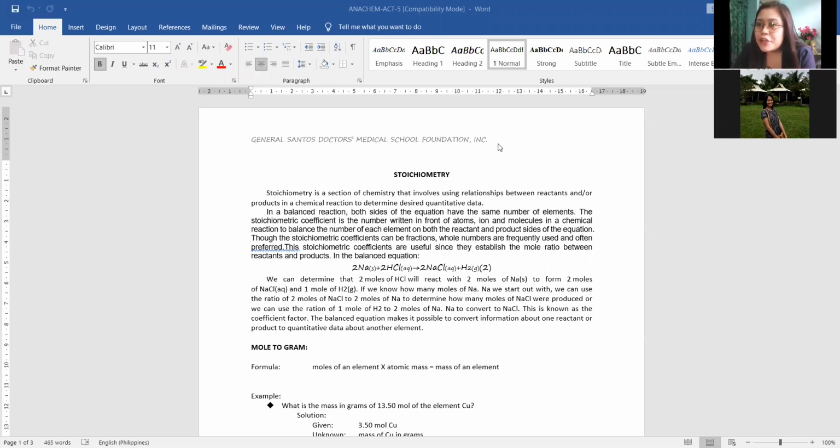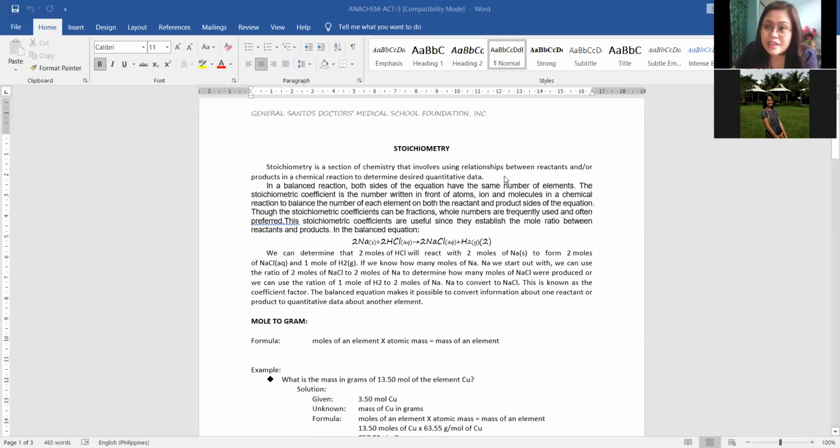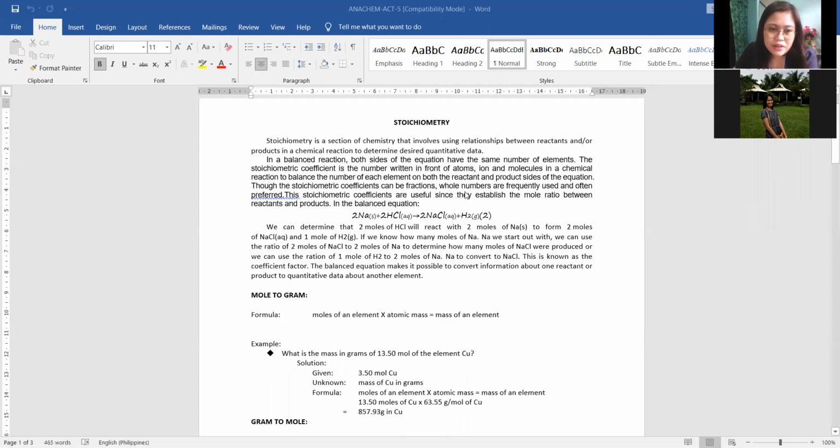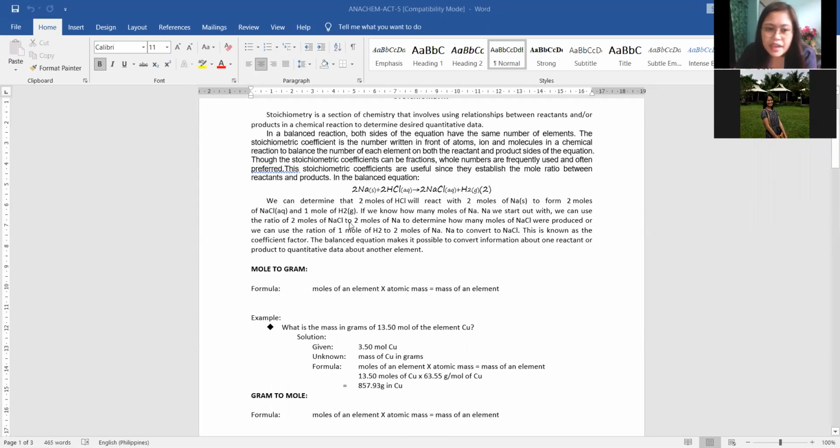Ang pag-study sa stoichiometry class, i-divide na to sa daghan nga activities sa lab. So, we will start with the conversion. In this activity, we will start with the conversion of moles to grams and grams to moles. So using this formula. So when you want to convert moles to grams, you just have to multiply the moles of the element times their atomic mass. You will get the mass of the element.